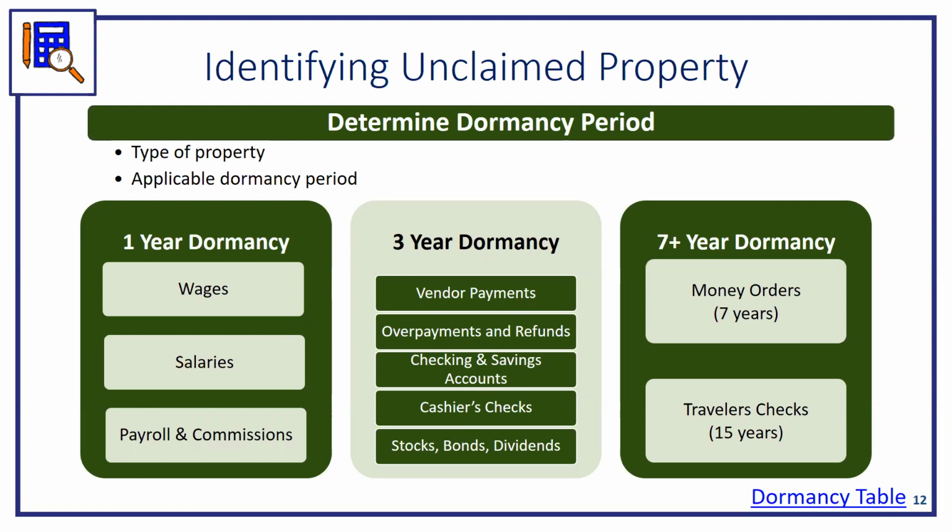In California, payroll-related property like wages and salaries has a 1-year dormancy. Most other property types in California have a 3-year dormancy. And then we have money orders and traveler's checks, which have 7-year and 15-year dormancy periods, respectively. In the bottom right-hand corner of this slide is a link to our dormancy table chart that you can save as a guide. It has a list of most of the frequently reported property types, as well as their associated dormancy periods in California.